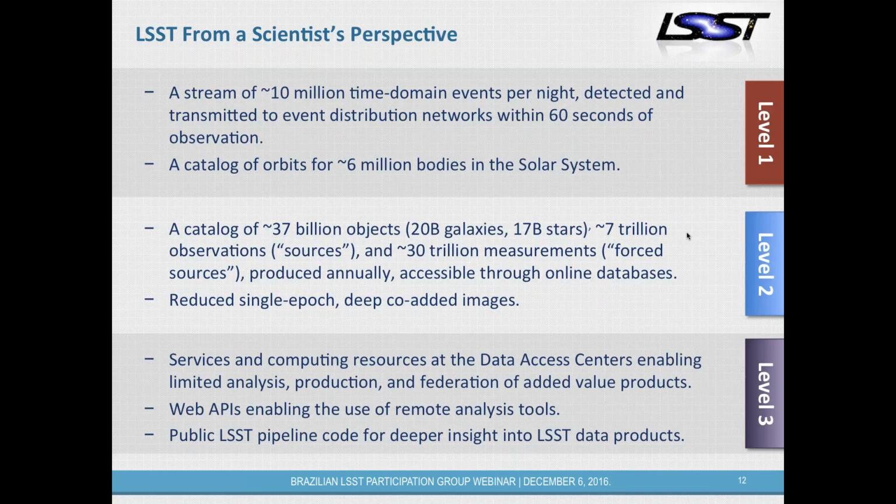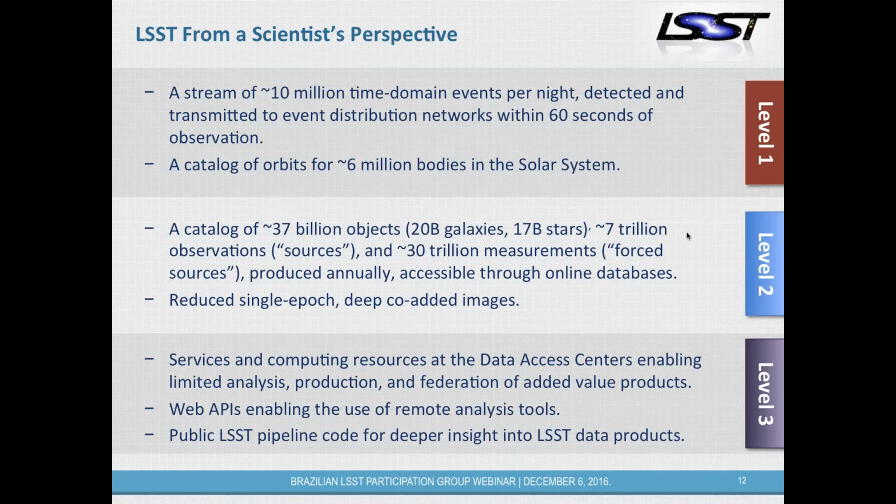Every year, the LSST will take all of its observations. We're going to reprocess them. We're going to build coadds. We're going to detect objects on those coadds, and we're going to measure their properties. So that would generate, at the end of the 10-year mission, a catalog of roughly 40 billion objects, split roughly half and half between stars and galaxies. So about 20 billion galaxies and 17 to 20 billion stars.